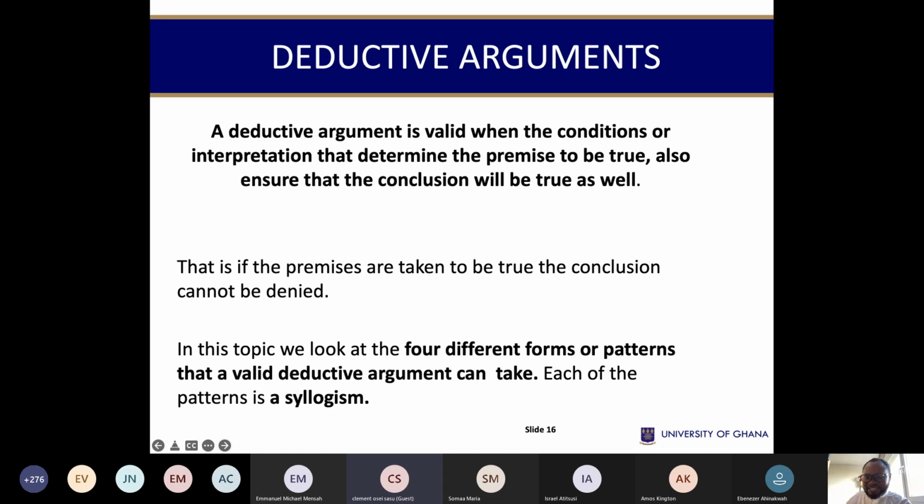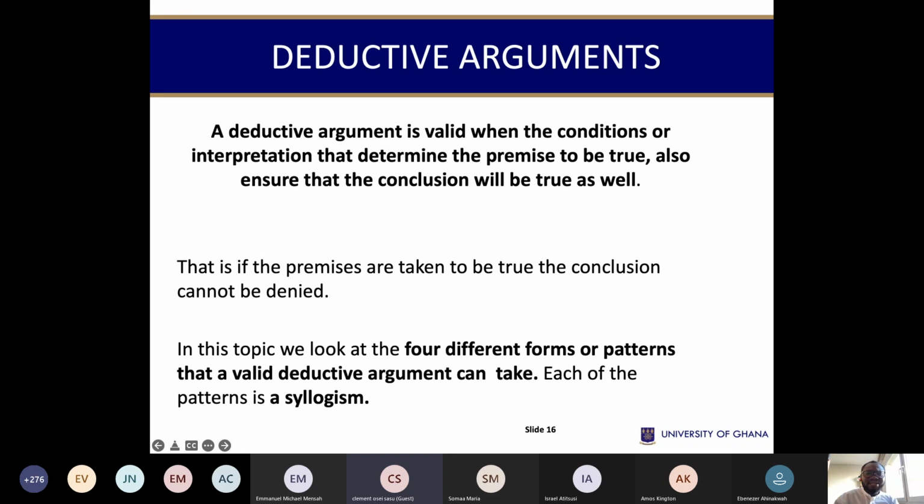An argument being valid is different from the argument being true. So you can have an argument that is valid, but you will see that the premises are not true. We will get to that. So the principle that I want you to understand now is that with a deductive argument, we are talking about an argument that is valid.